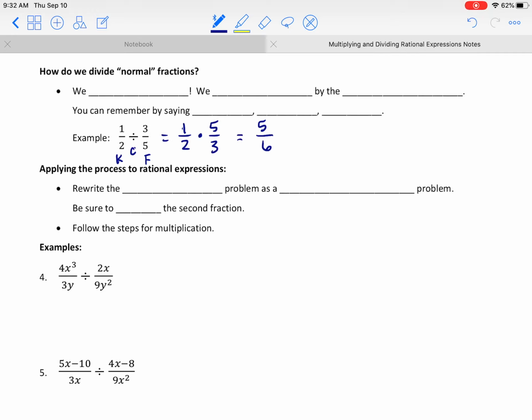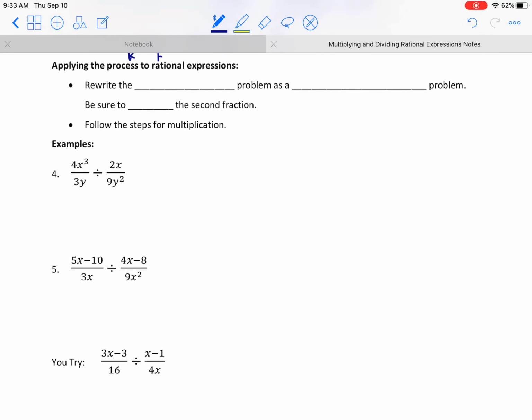So how do we divide normal fractions? We don't. We don't divide normal fractions. We multiply by the reciprocal. I like to remember keep, change, flip, if that helps you or if that sounds familiar. We keep the first fraction the same, change the division to multiplication, flip the second fraction. If that's a little primitive for you, you don't have to think of it that way, but that's what helps me. Okay, so keep, change, flip, multiply by the reciprocal.